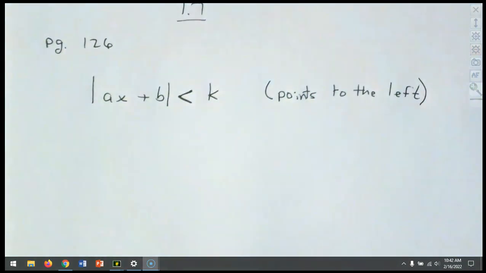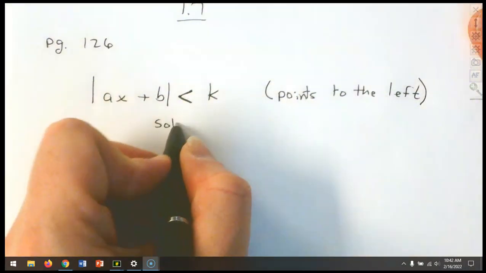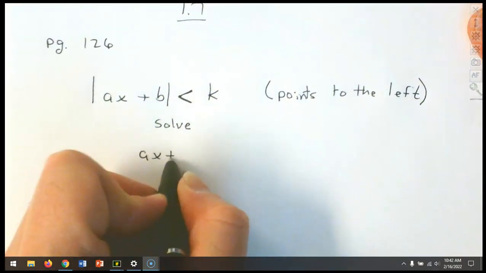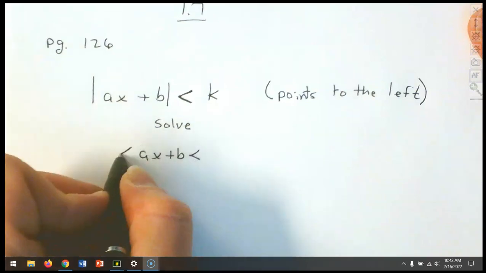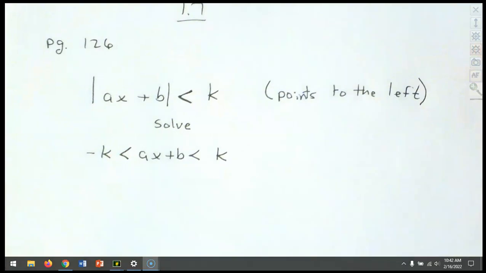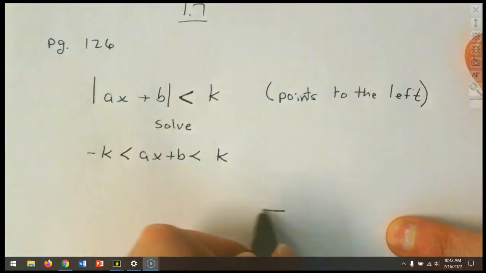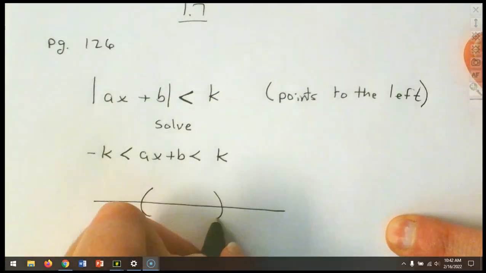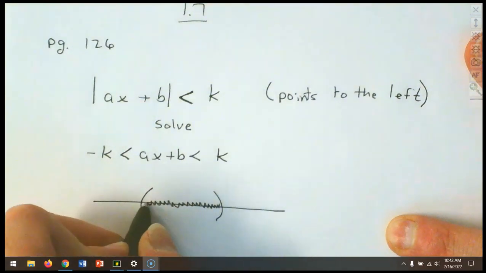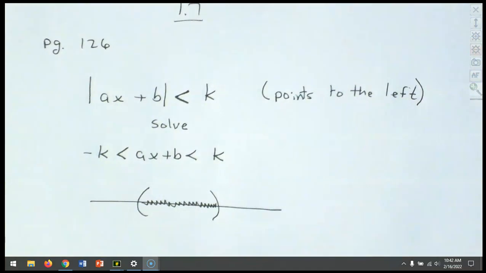Now, if it points to the left, then you solve this. AX plus B is in the middle, and it's trapped between a minus K and a positive K. And my answer is here in the middle. So if it points to the left, your answer is going to look like this in the middle.